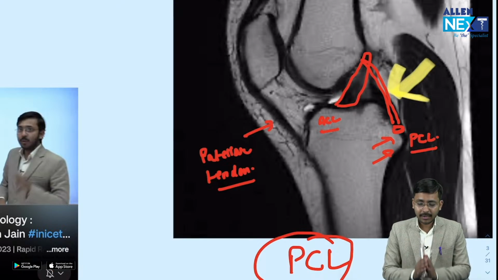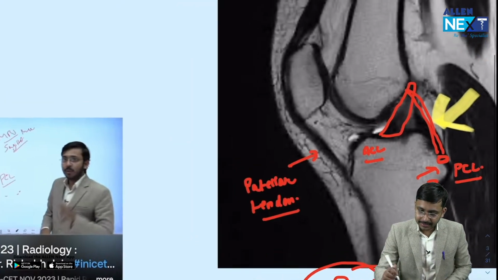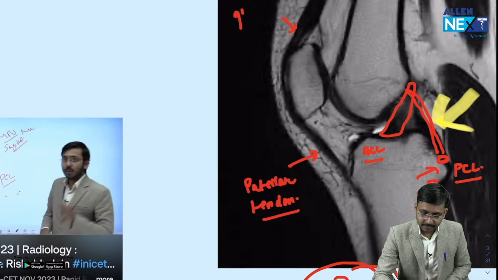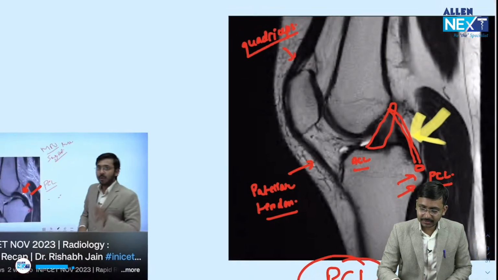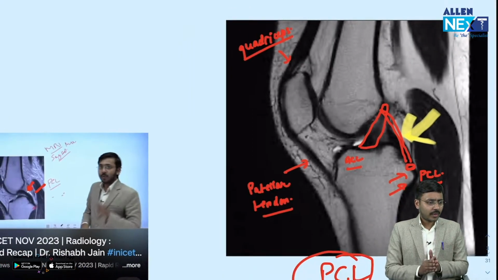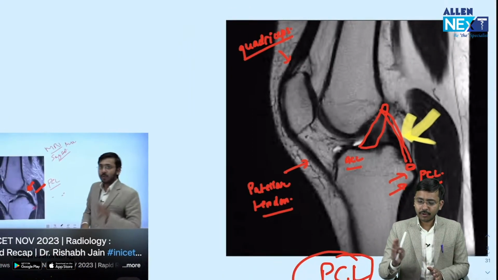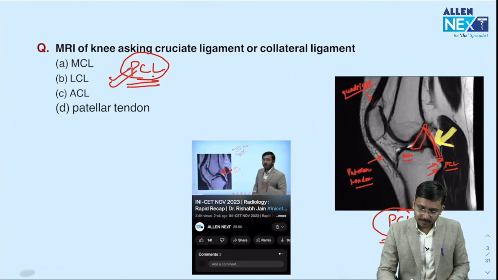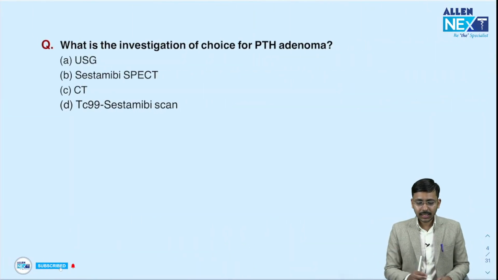This will be the patellar tendon. And this is the quadriceps tendon. This is the quadriceps tendon. So, a simple question from the cruciate ligament anatomy, which was asked in this INI-CET.